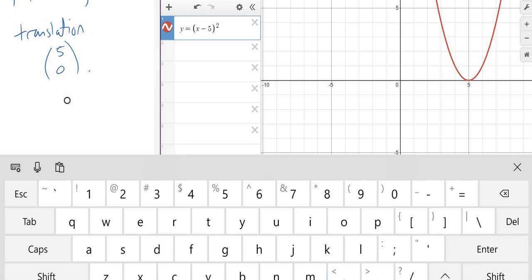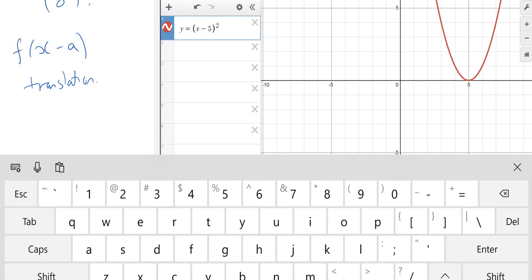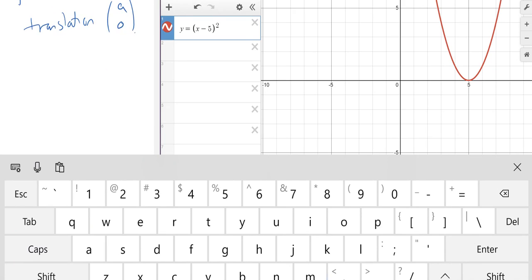We can maybe formally define this, okay? So if I have f of x minus a, let's generalize. This is a translation of a, 0. If I had f of x plus b, where b is just a number, this is a translation, that just means movement, of 0, b.